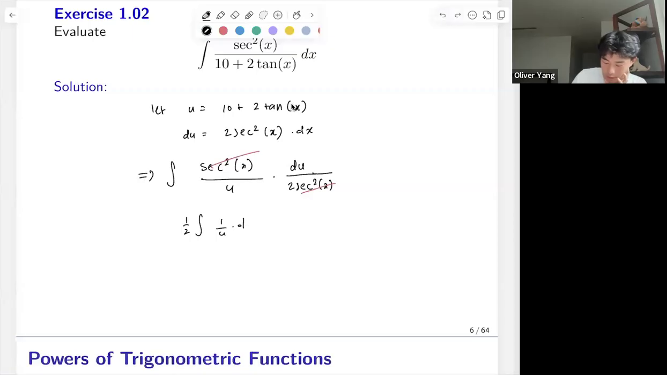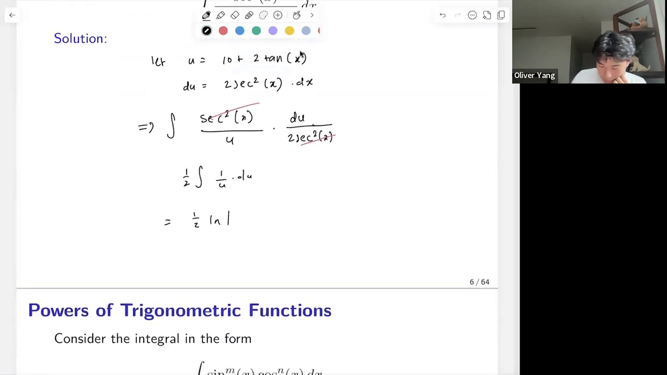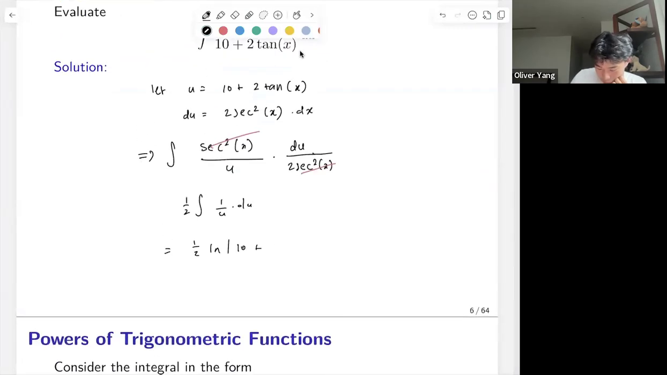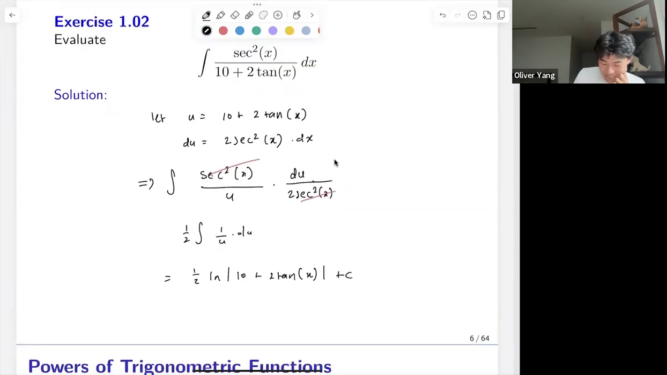And this is just a log. So we get 1 over 2 ln of 10 plus 2 tan x, plus c. Okay? So that's pretty chill. Okay, any questions with this question?